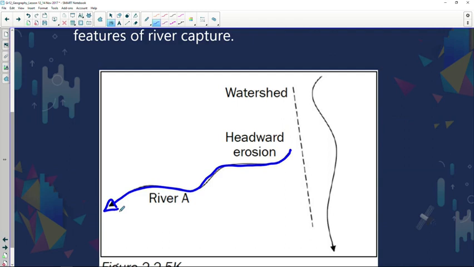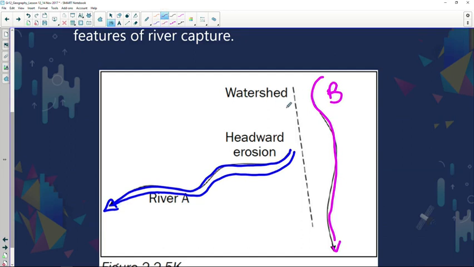River B is in an area that receives less rainfall. River B is at a higher altitude. Now, just by looking at the two, I'm going to increase this line to show that River A consists of more water. River A's velocity is greater because of the volume of water and because of a steeper gradient, so headward erosion is taking place.